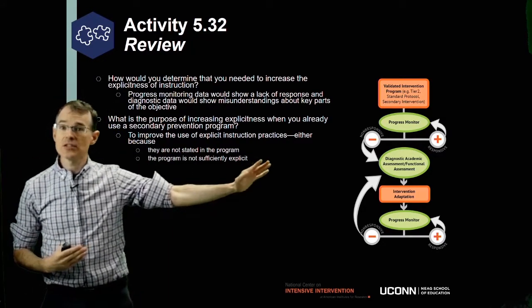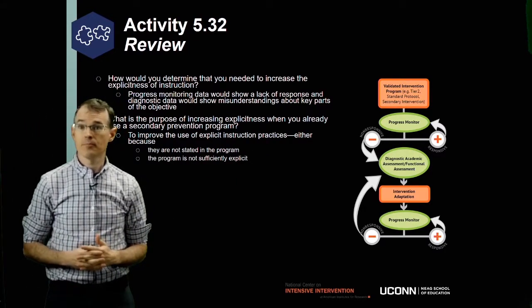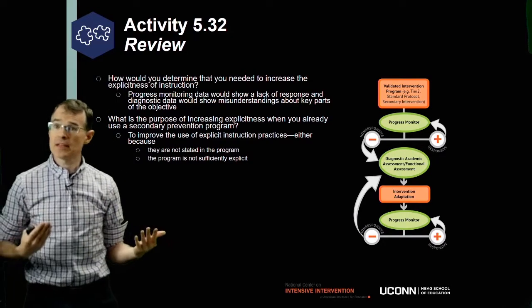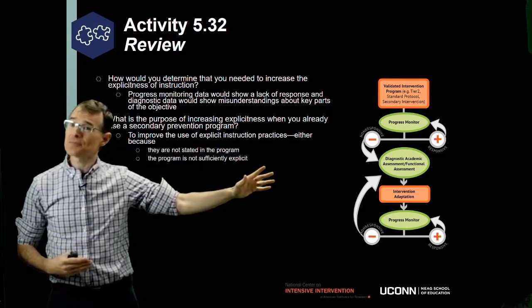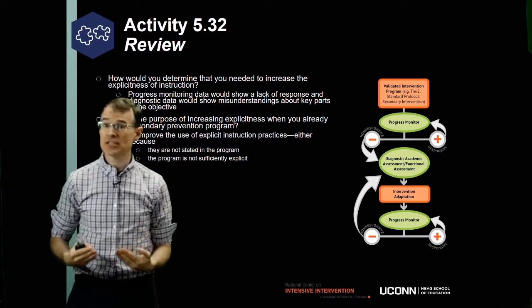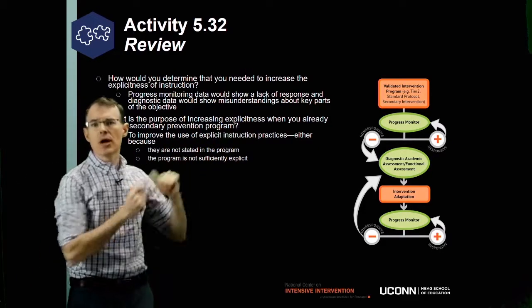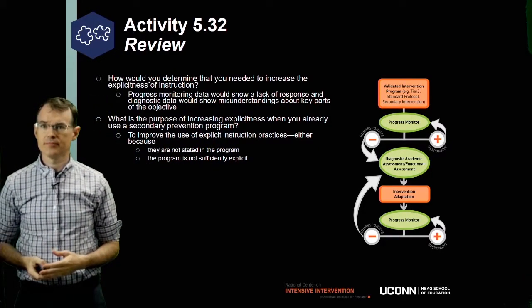So in many cases, we don't have enough description of the explicitness in the program. Second, as you saw in many of the examples also, there isn't enough explicitness to begin with. So some programs aren't actually providing explicit instruction. They're providing a list of activities that don't lead to mastery of a specific objective.